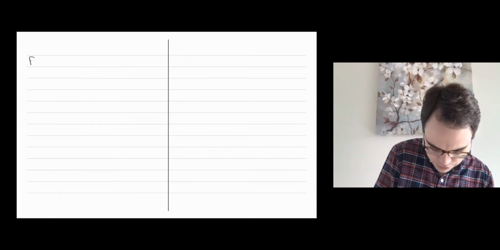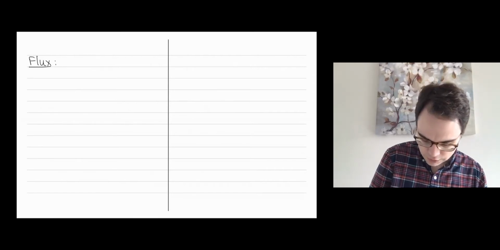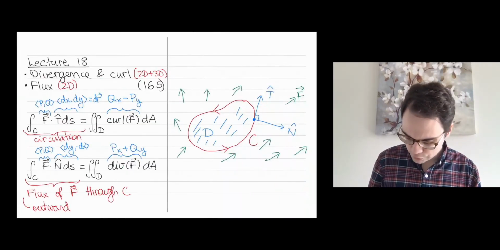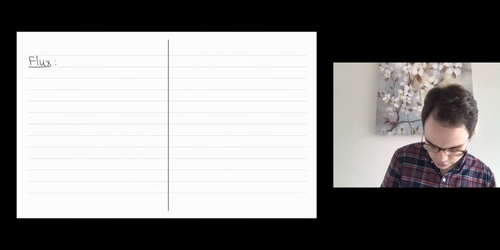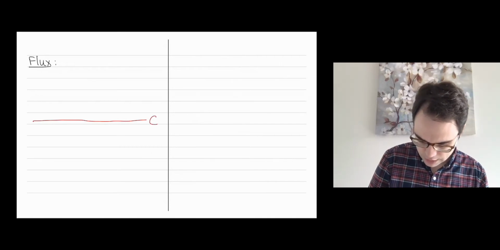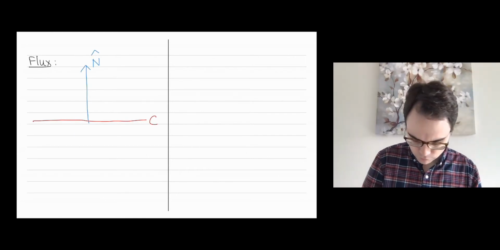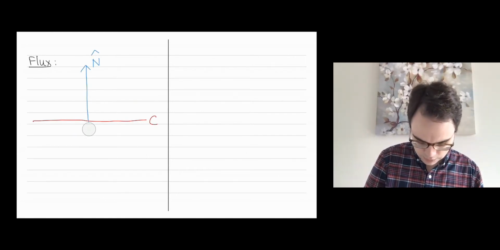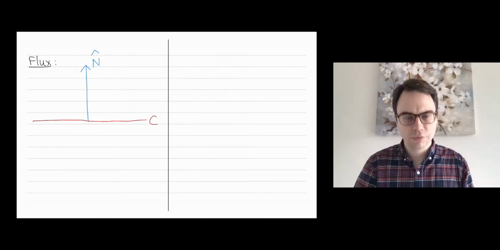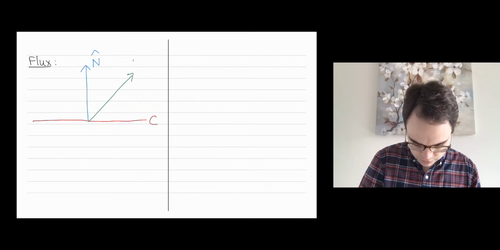So let's understand what flux is. Here let's keep our color code. The curve is red, the normal is blue. Right? Let's look sideways. Here's our curve, and in blue is the normal, the unit normal vector. Okay. And let's look at the value of the vector field at this point. It's going to be something like this.